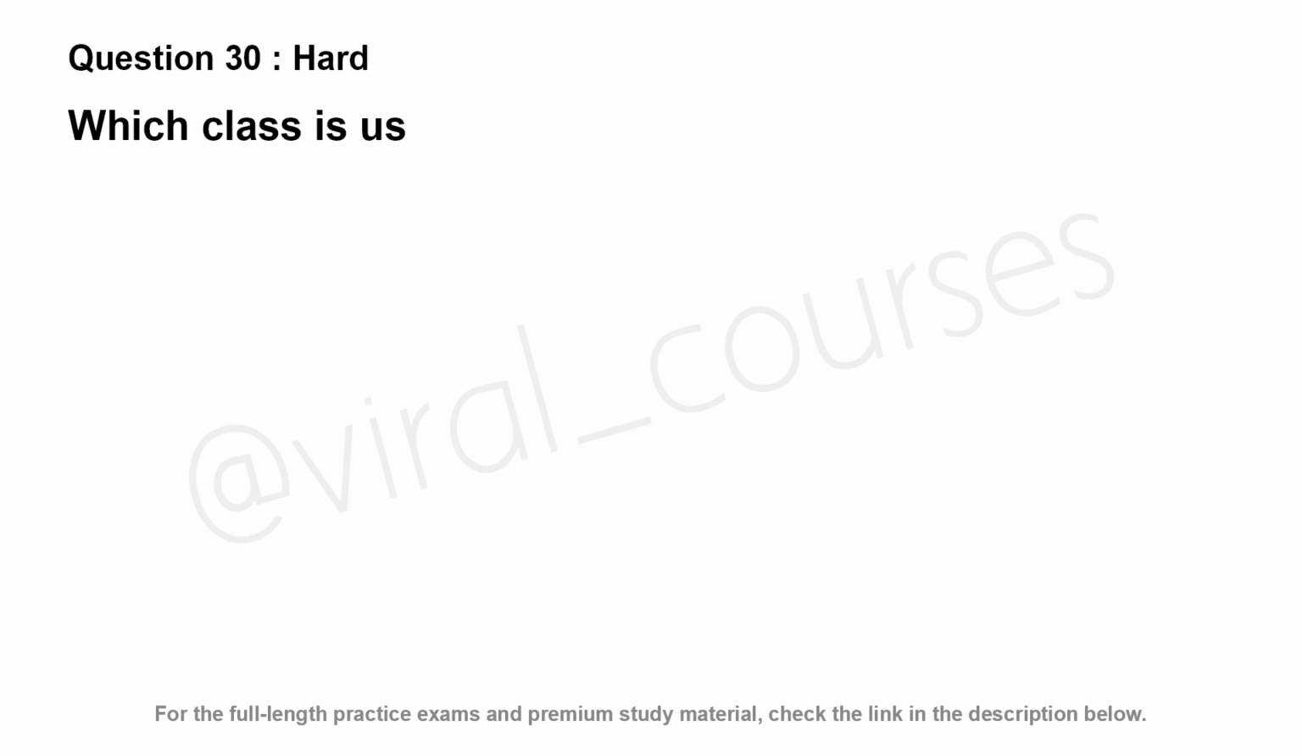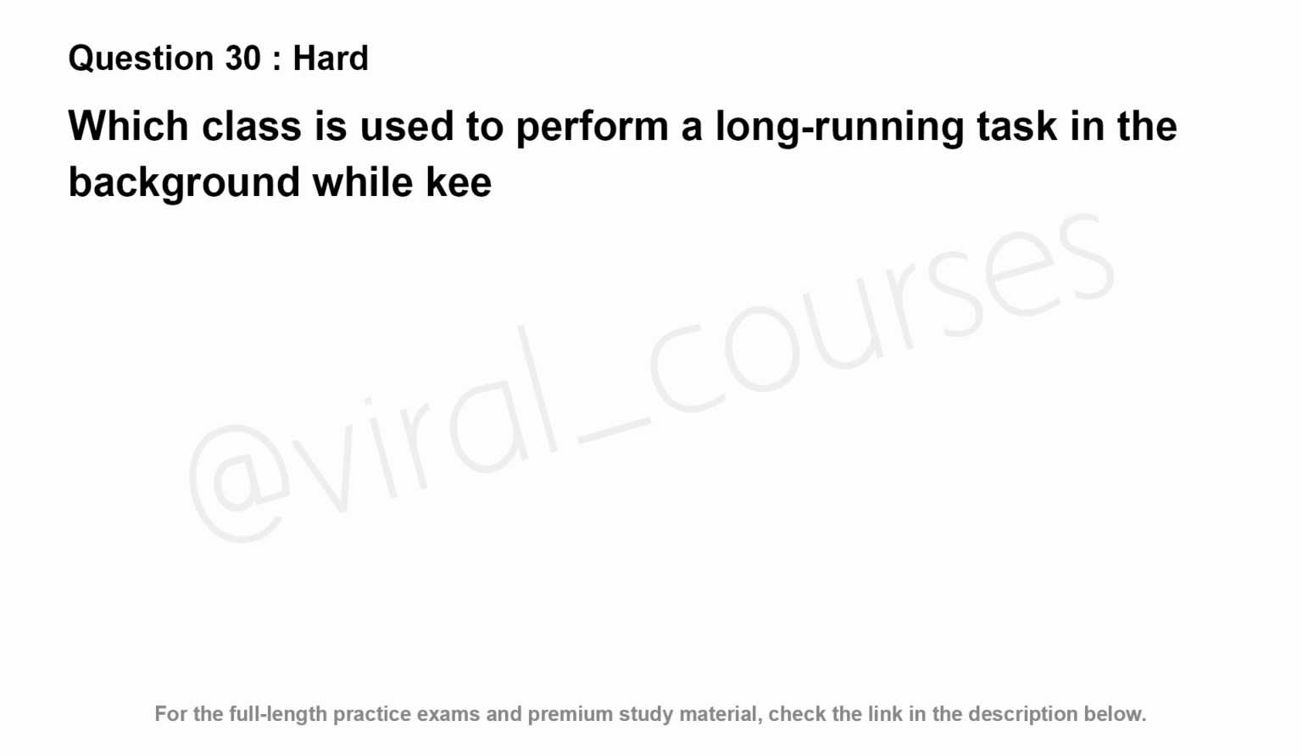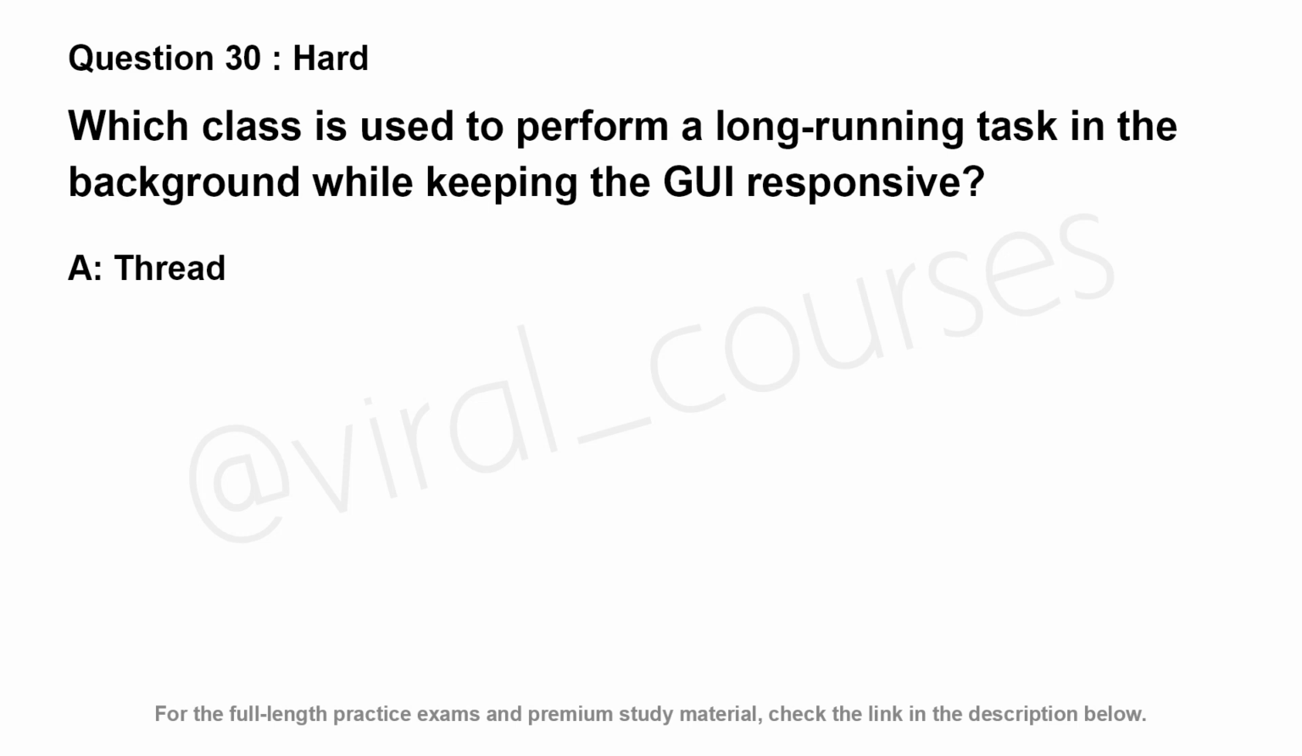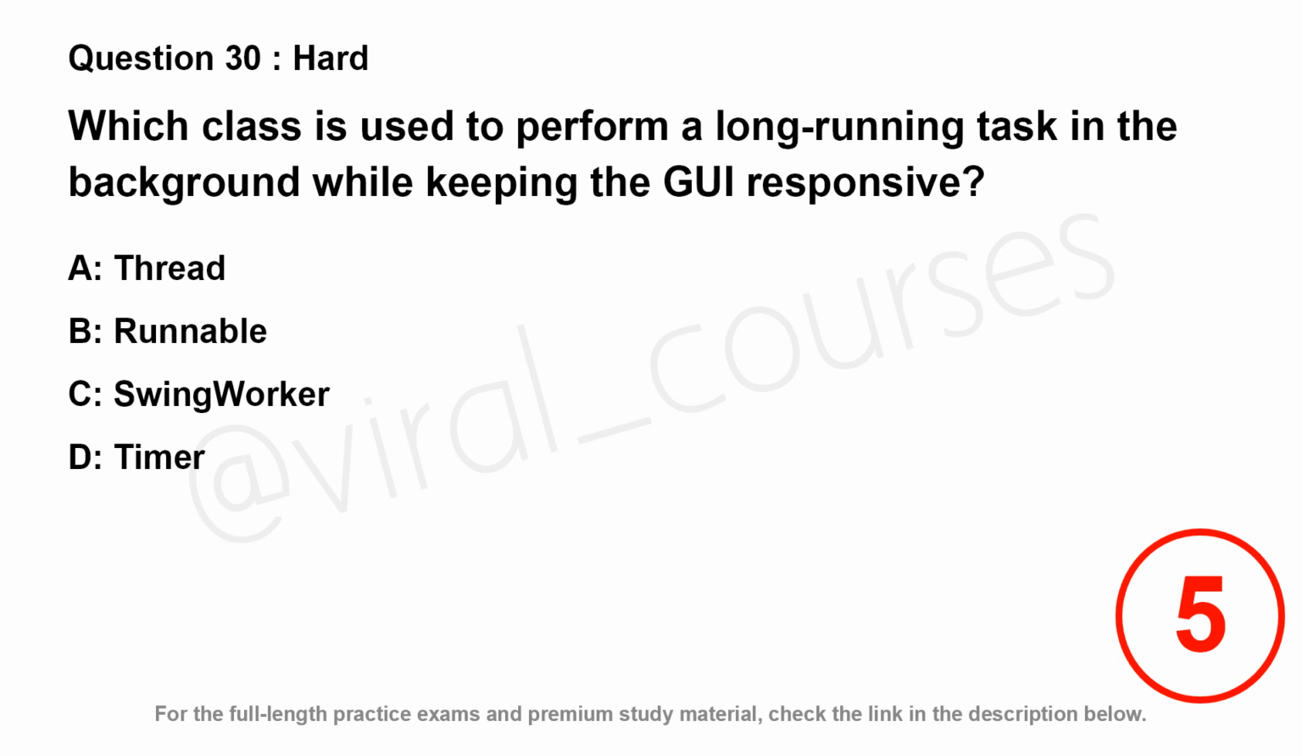Which class is used to perform a long-running task in the background while keeping the GUI responsive? Option A, Thread. Option B, Runnable. Option C, SwingWorker. Option D, Timer.